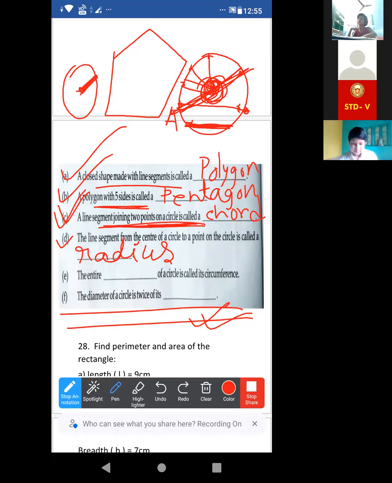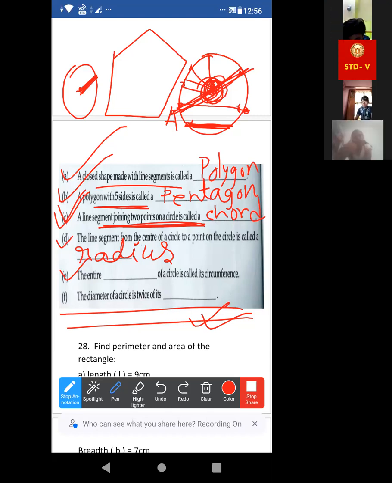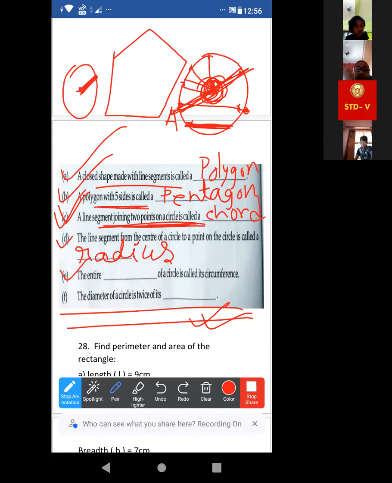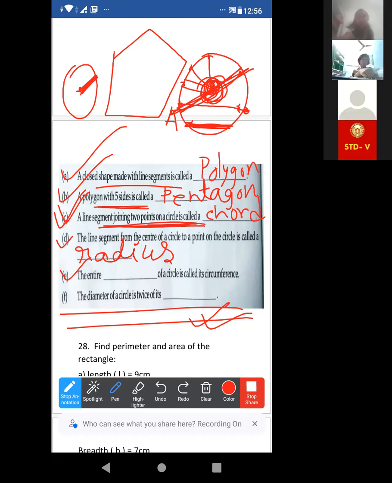Now the entire number E, the entire dash of a circle is called. At first, just tell me up to D you have completed or not. Divyanka completed. Rifa also. Siddharthi. Ifchita completed. Good. Kaji, Ayman, Shaurjasish. Good. Let me just check one by one.